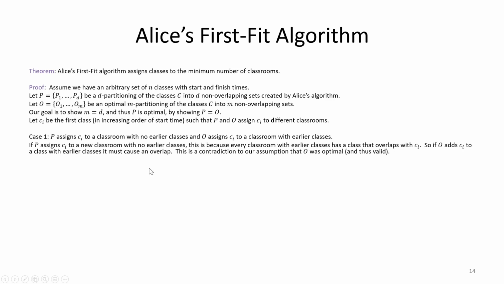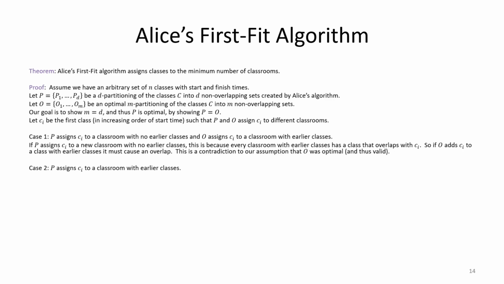So the other two cases will be when P assigns C_i not to a new classroom, but to an old classroom. But O assigns C_i to any classroom, it doesn't matter. So I'm going to ignore where O is assigning it. I'm only going to focus on where P is assigning it. So I'm again going to assume P assigns C_i to a classroom with earlier classes. That means we find a compatible classroom to put C_i in.